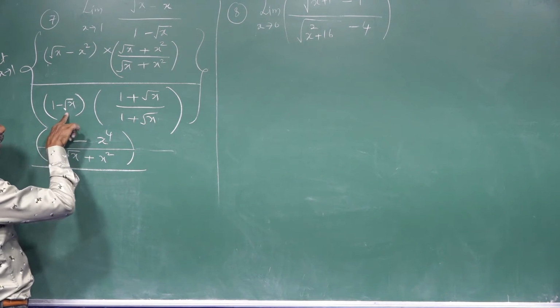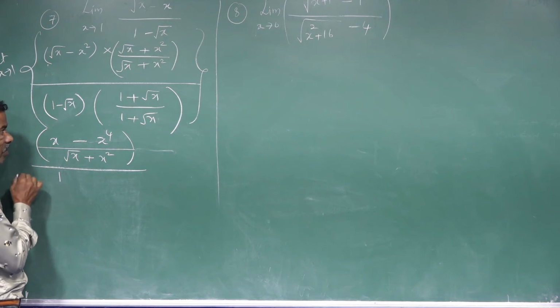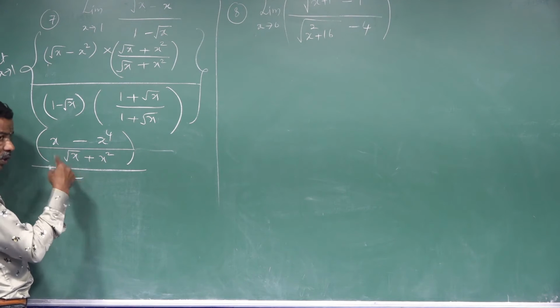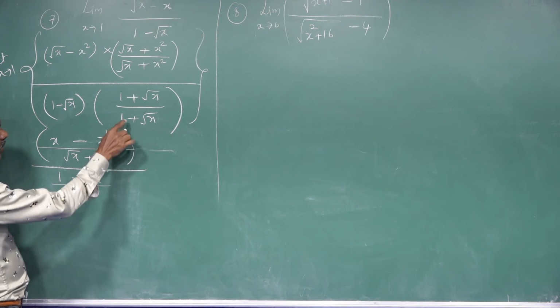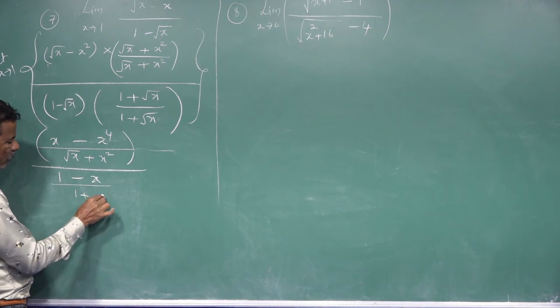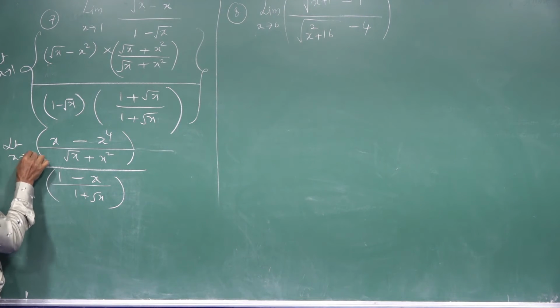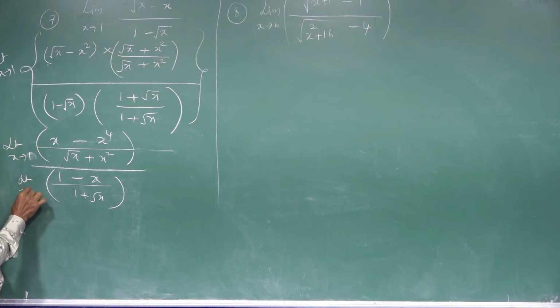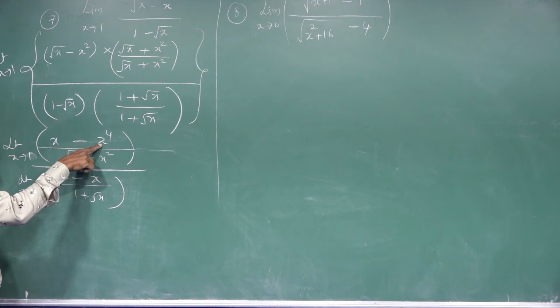And in the denominator, here a minus b into a plus b, a square minus b square is nothing but 1 square, which is 1, minus b square, which is root x square, so it is x. By this, as it is, no change here, 1 plus root x. Limit x tends to 1 for the numerator, here also limit x tends to 1, the denominator also.